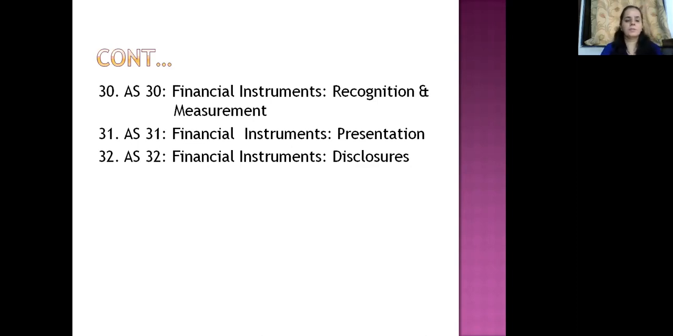So in this way, in today's lecture, we have seen accounting and accounting theory. We have seen the purpose and significance of accounting standards, the list followed in India, and which are mandatory and which are non-mandatory. In the next lecture, I am going to discuss in detail all these 32 accounting standards.